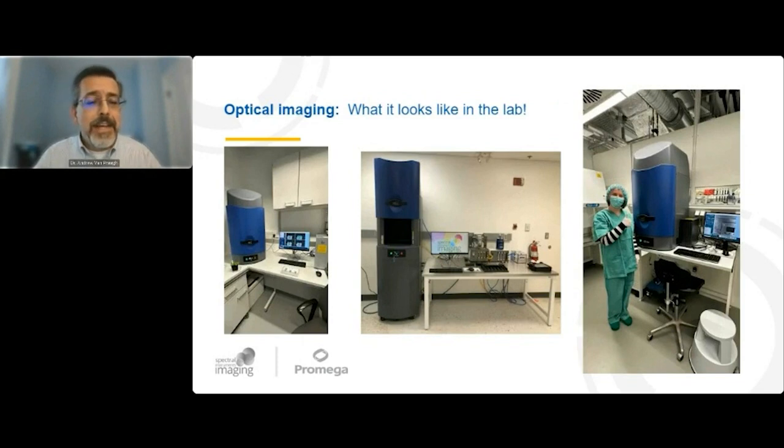Optical imaging in the lab. This is what it looks like. You will have an optical imaging device in connection with a monitor to interface with. And of course, you will have, as is shown in the central image here, an anesthesia system, typically an isoflurane vaporizer system that will put the mice to sleep so they're not moving during your image acquisition. And assuming that all goes well and you get good data, you will also get a happy investigator.